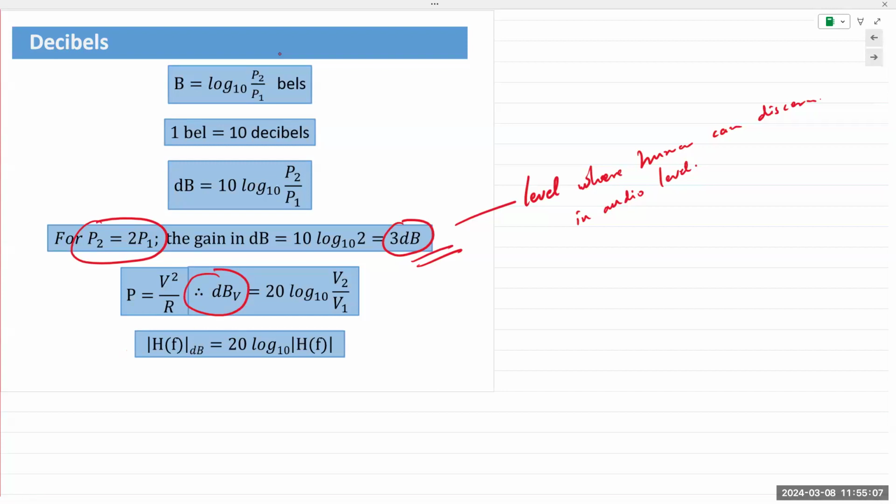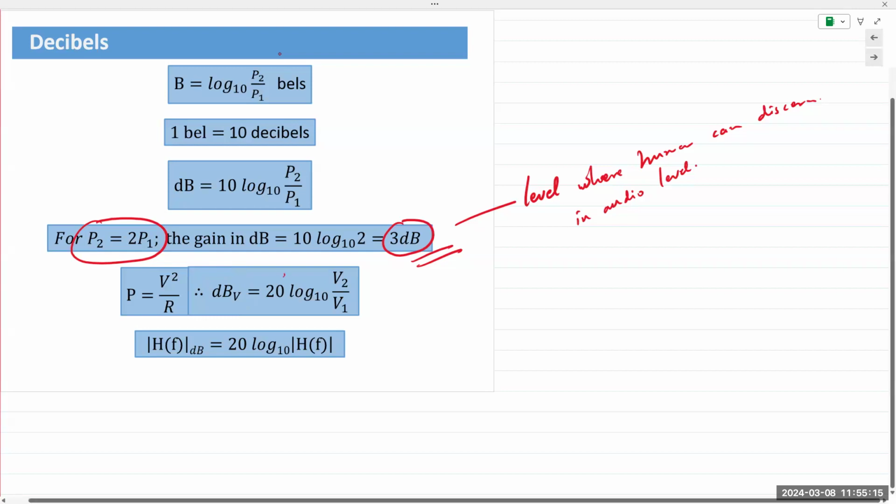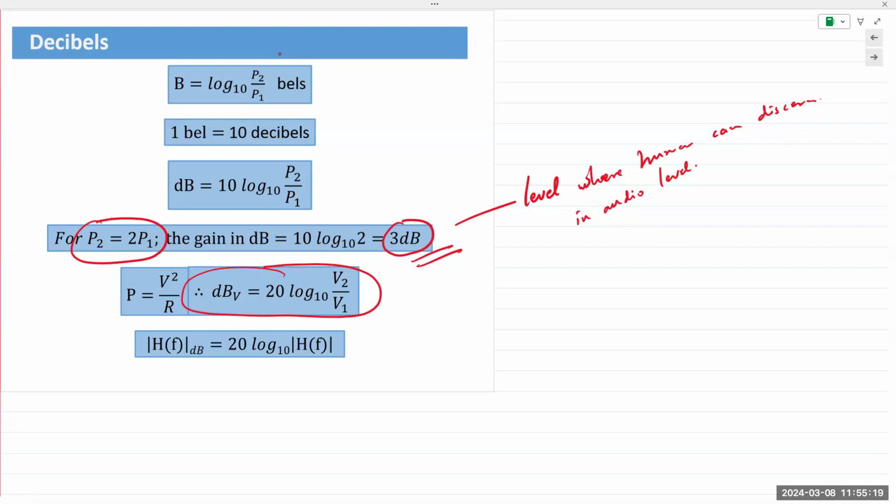Since power P is V squared over R, when you take the square on the other side and multiply by 2, you get this equation. Decibel for voltage, for volts, is 20 times log of V2 to V1. So when we describe transfer functions in decibels, the equation is 20 times log to the base 10 of the magnitude of H(f). Again, H(f) is the ratio of the output voltage to input voltage.